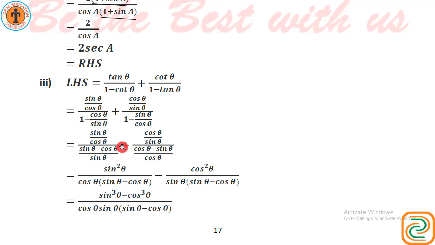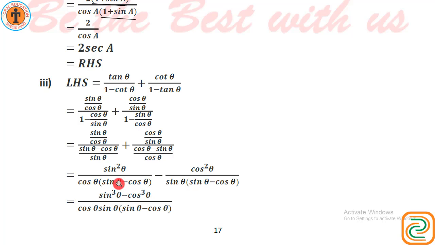Okay. Now what happens? This denominator of sin theta will go to the denominator, and this denominator of denominator sin theta will go to the numerator. So if sin theta goes to the numerator, it will be sin square theta, and cos theta will be as it is, cos theta into bracket sin theta minus cos theta. Okay, and this sin theta goes to numerator, becomes sin square theta, cos theta into sin theta minus cos theta.